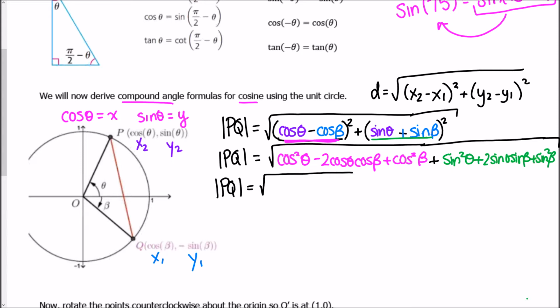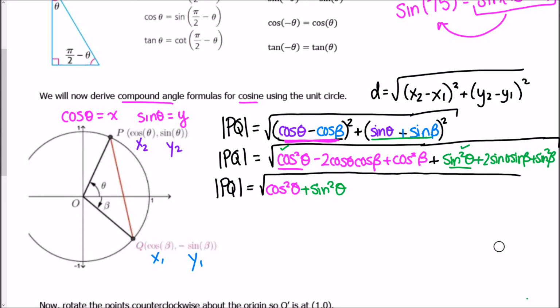So what I'm going to do is put all the things that just have thetas together and all the things that just have betas together, and then I'm going to copy the rest of it down. If you notice right here, I have this cosine squared theta, and then right here, I also have this sine squared theta. So I'm going to say cosine squared theta plus sine squared theta. Okay, and I'm done with this term and this term. I've already written it down in my expression right here.